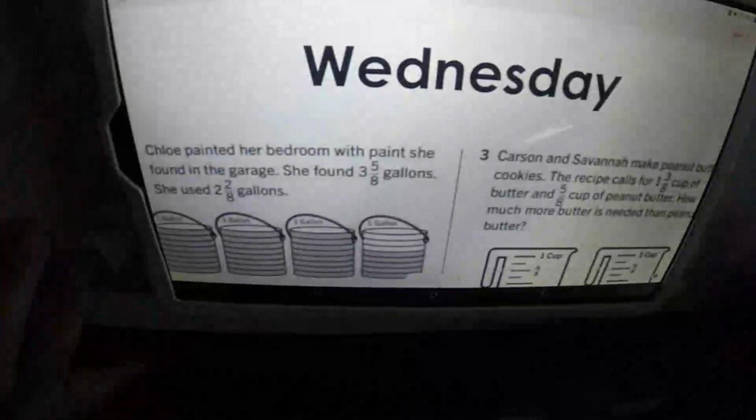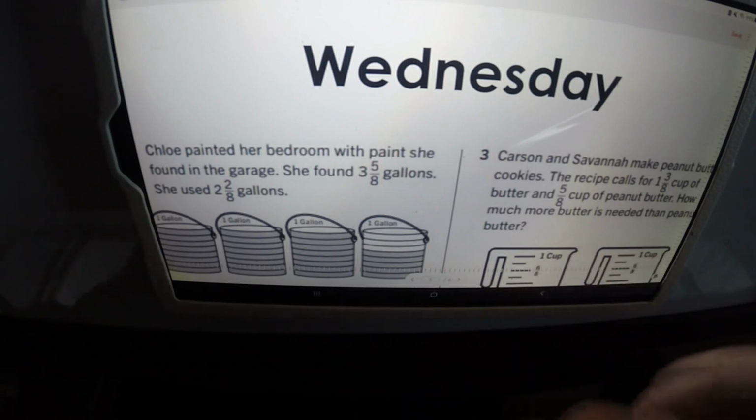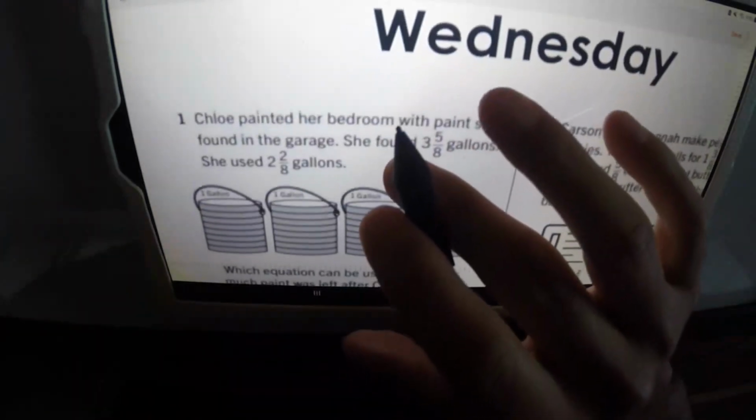Okay, this is the homework for Wednesday, November 1st, 2023. Dylan's math homework, fourth grade math homework. Number one, let's begin.